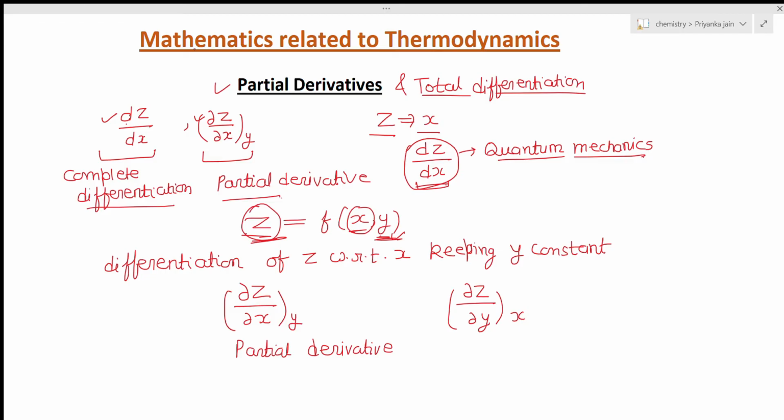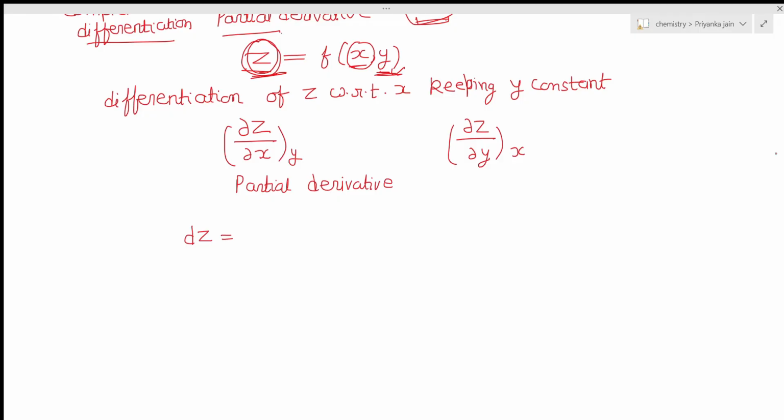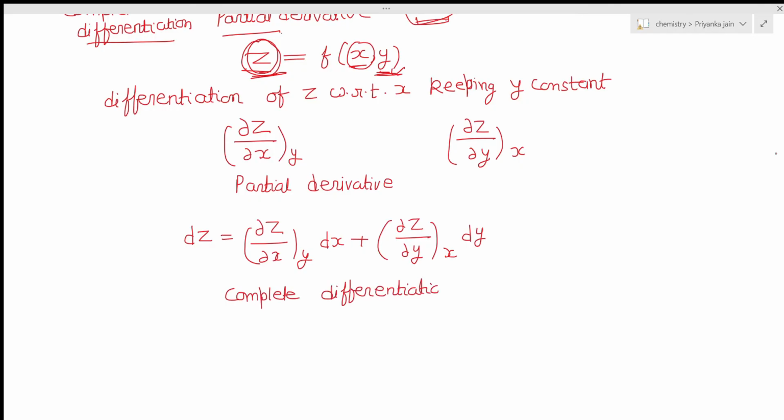And if z is an exact differentiation, then how can we write its complete differentiation? We can write it in this manner: dz is equal to del z upon del x at constant y, dx, plus del z upon del y at constant x, dy. This is called the complete differentiation of z. So if z is a function of two terms x and y, then complete differentiation is done in this manner and partial derivatives are taken in this manner.